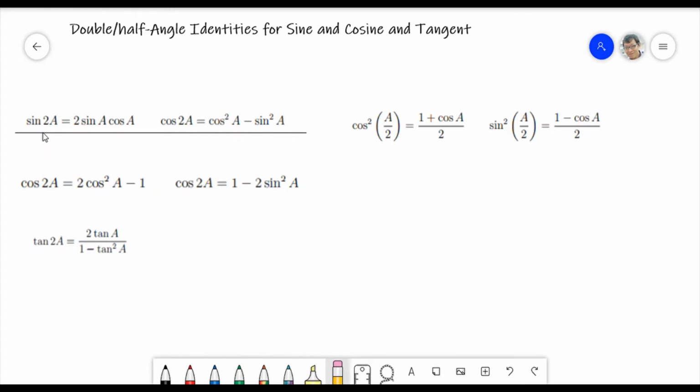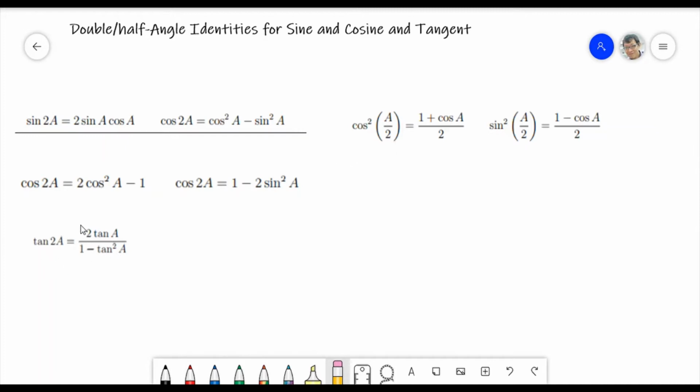Okay, so sine 2a equals 2 sine a cosine a. Then cosine 2a equals cosine squared a minus sine squared a. I have to mention that if you know sine a, do you know cosine a? Of course you know, right? Because this equals the square root of 1 minus cosine squared. So always remember, recall. Don't just learn a new thing and forget the old thing, okay? And for cosine 2a, this is just a transformation, but they are the same.